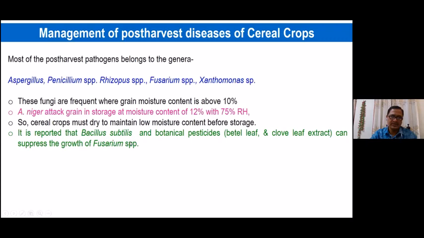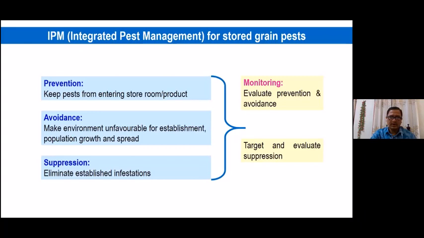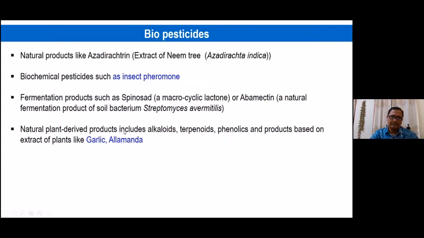IPM can be used for controlling stored grain pests. First of all is prevention, avoidance, and suppression. This is the best part of this process. If you follow the process, you can control the insect pests in storage. Then some biopesticides can be useful for controlling insect pests. Natural products like azadirachtin and extract of neem tree are one of the ways. Another way is that insect pheromones can be used for controlling the insects.